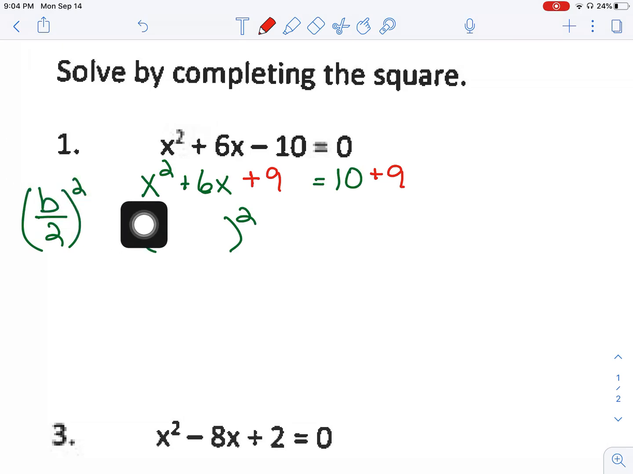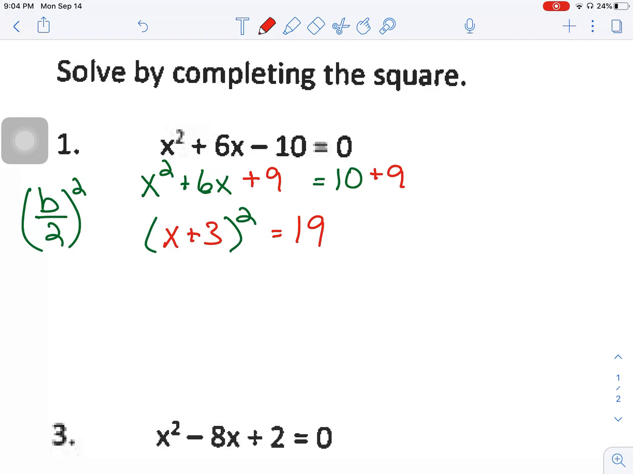Okay? So x squared plus 6x plus 9 factors into x plus 3 times x plus 3. The lazy way to write that, or efficient, I believe I've heard the term efficient before, the efficient way to write it is x plus 3 squared is equal to 19. All right, you have successfully completed the square. Give yourself a little pat on the back. Nice job. We haven't yet solved, but we've completed the square.